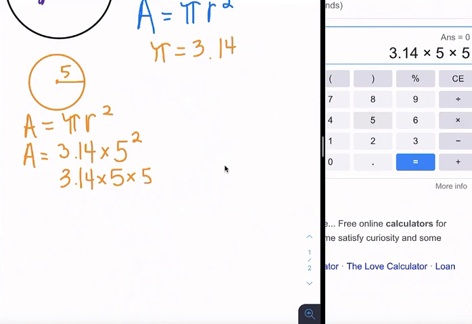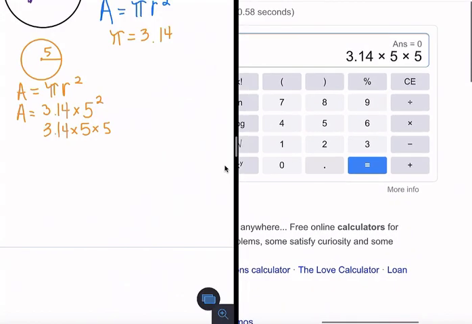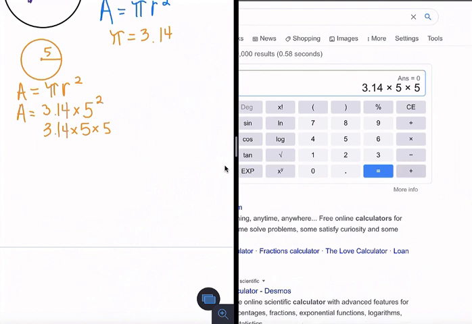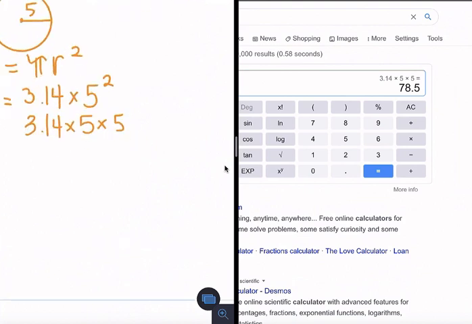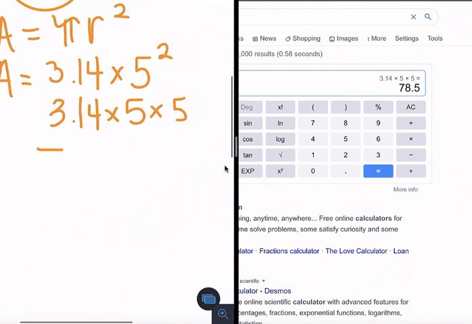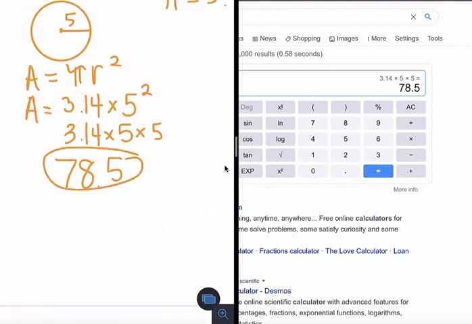Now, the reason that I'm doing it that way is so that I don't have to worry that I'm typing my exponents in incorrectly. I don't have to worry about trying to find the correct button. 5 squared is the same as 5 times 5, so I can just take the radius times itself and then multiply by pi. So when I do that, I get 78 and 5/10, or 78.5. Let's make that look nice. So that is my area.